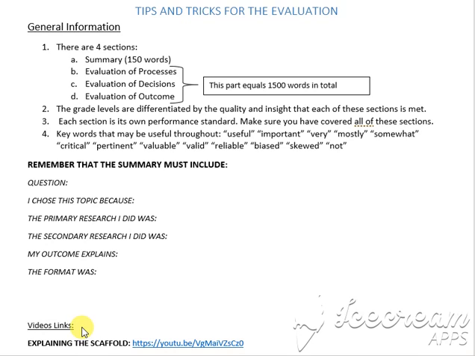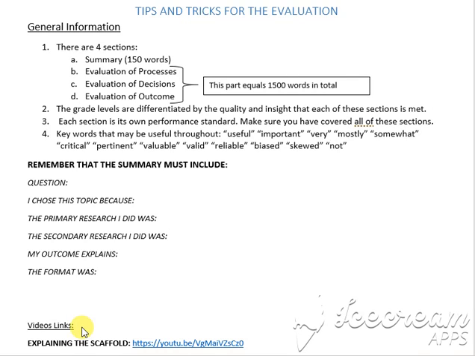1,500 words in total. That's 500 words roughly each. And basically the difference between an A and a C in this assessment is the quality of your discussion and the level of insight that you can provide. So all of the sections must be covered. You cannot just write processes. You'll only meet one performance standard and that will not work.